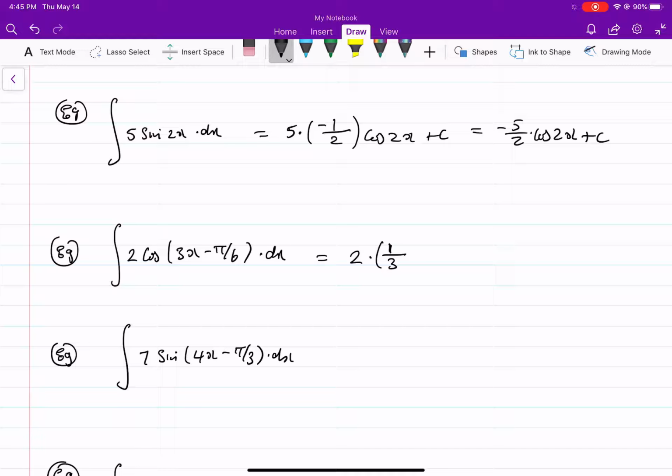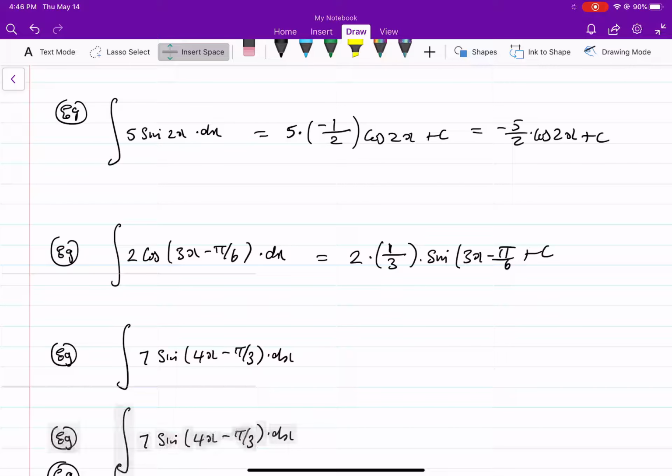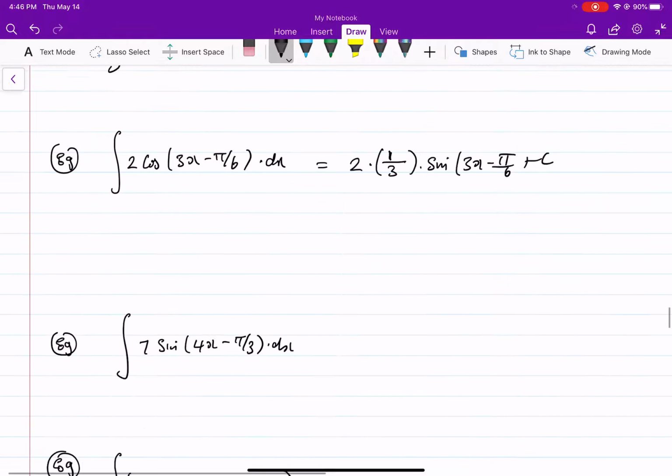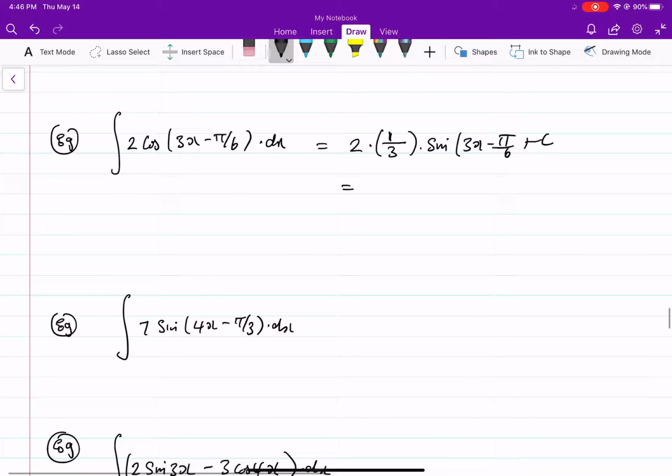1 upon f prime, 1 upon 3, times the sine of the same f of x, which would be 3x minus pi upon 6, plus c. Tidy up, and I get 2/3 times the sine of 3x minus pi upon 6 plus c. Differentiate that back, you'll see you get back exactly the 2 times the cos of 3x minus pi upon 6.